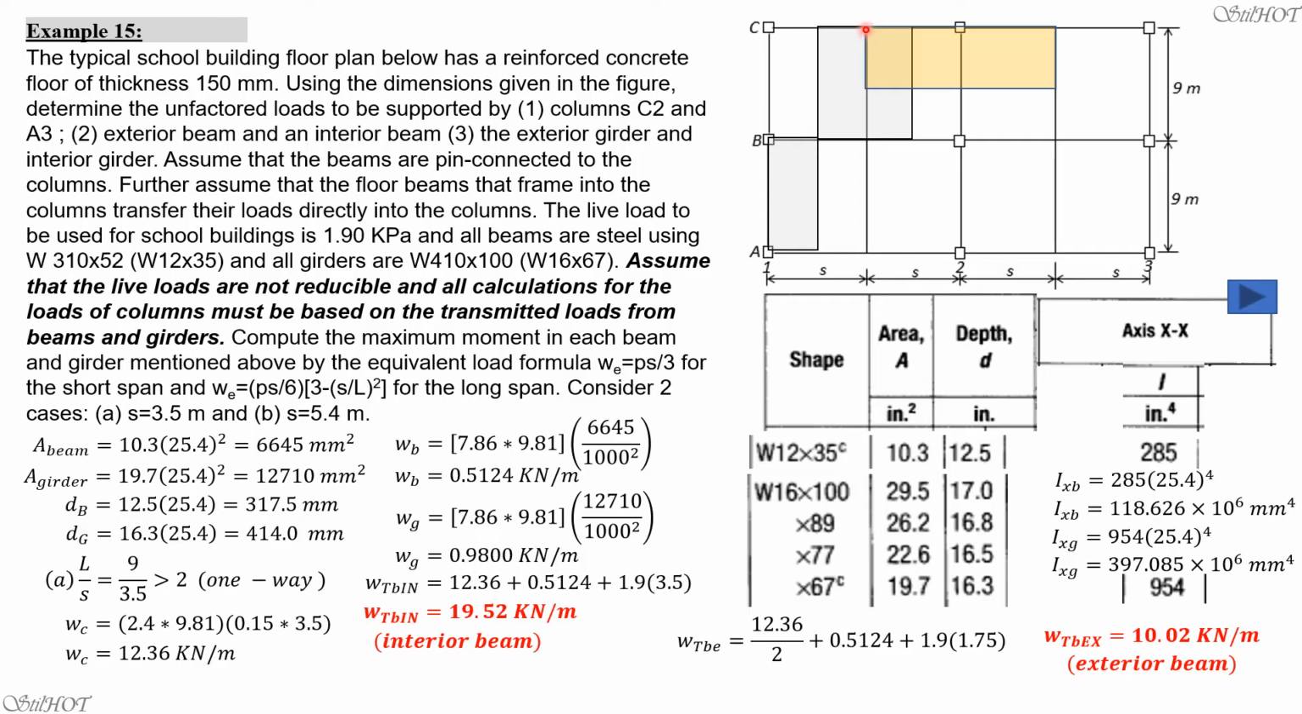So this is the tributary area for this column C2 here. And the tributary area for column A3 would be that. Okay, so we will show this.